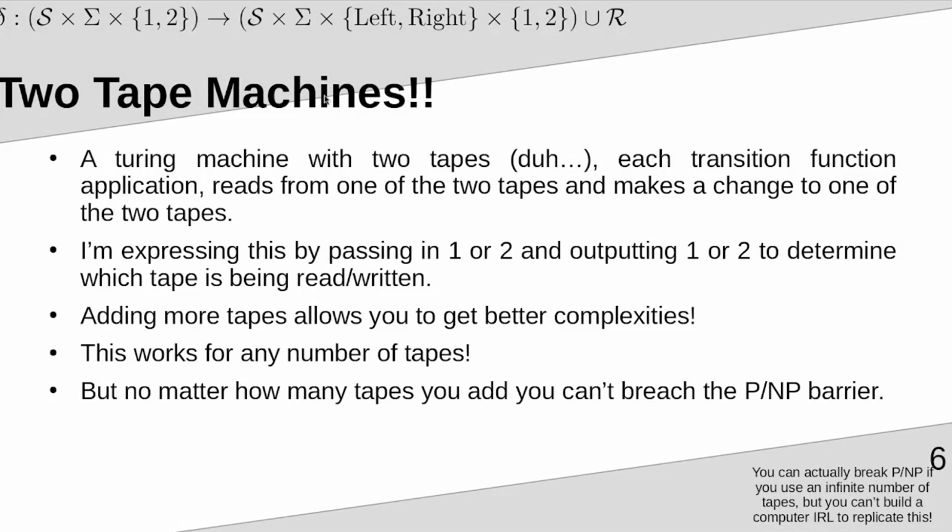So what happens if you take a Turing machine and add a second tape? It makes things a little easier. You do have to change your definition of delta, as we can see at the top. It now also includes either 1 or 2, to say we're reading from tape 1 or we're writing to tape 2 and we're moving ahead on tape 2. Each transition function application makes a change to one of the 2 tapes, and you can add more tapes to get better complexities. I think we saw an example of this in action in one of the lectures.